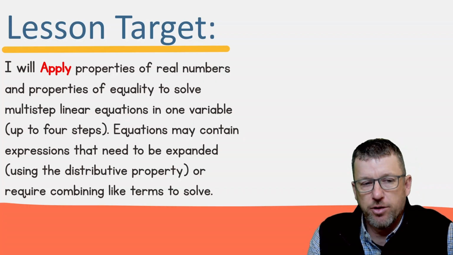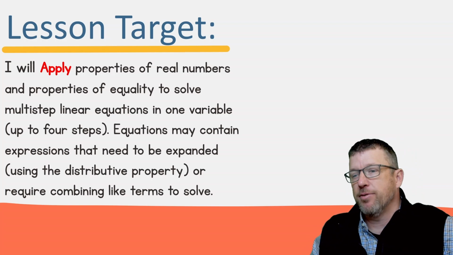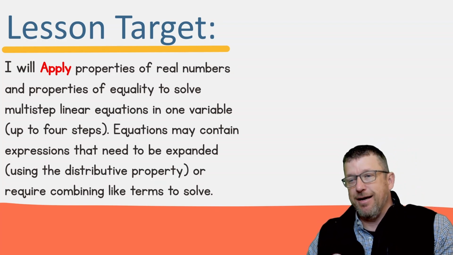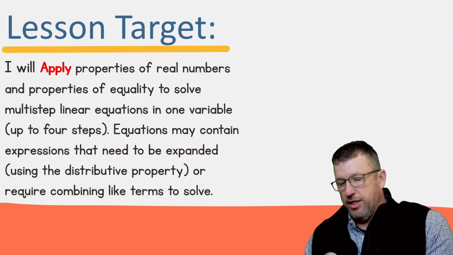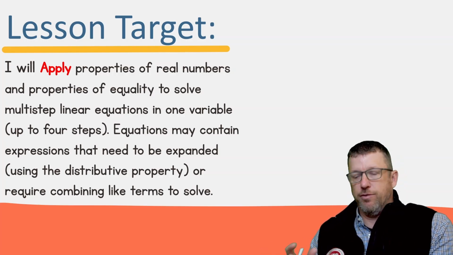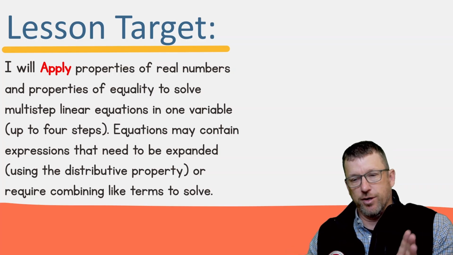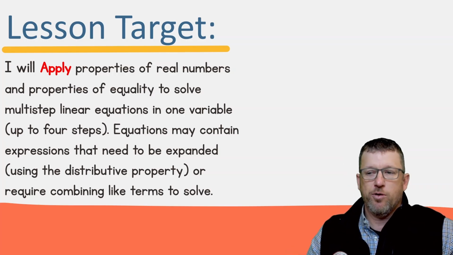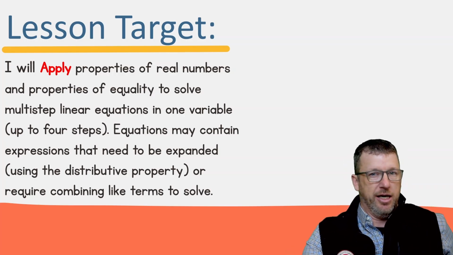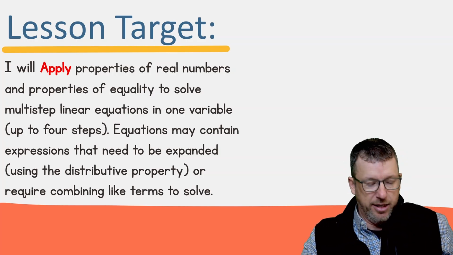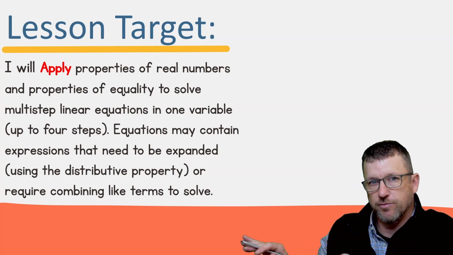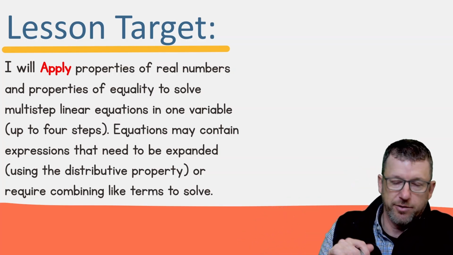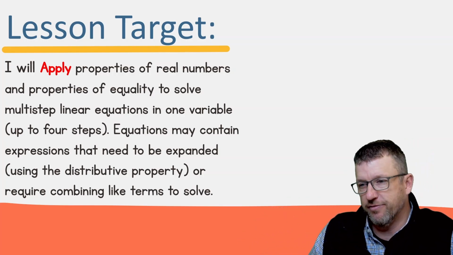All right, so today we're going to apply the properties of real numbers and the properties of equality to solve multi-step linear equations in one variable. Basically what that means is when you had a one-step equation, it was like x minus 4 equals 8. We were simply going to move that minus 4 to get x by itself. Two-step equations had multiplication and addition, or division and subtraction, but there were two steps. Move an addition or subtraction, and then you move the multiplication or division.